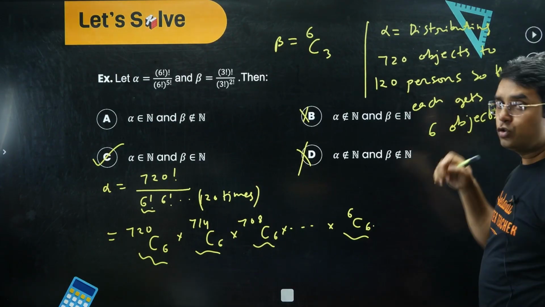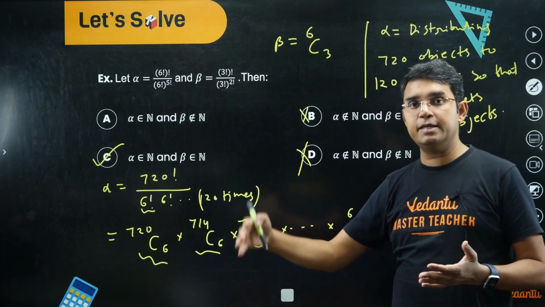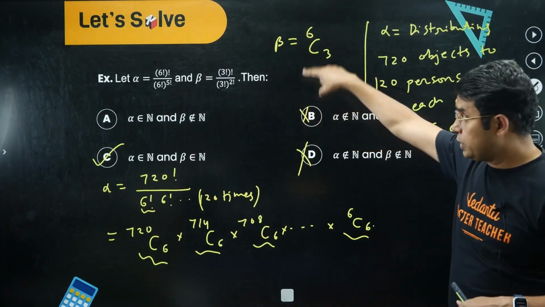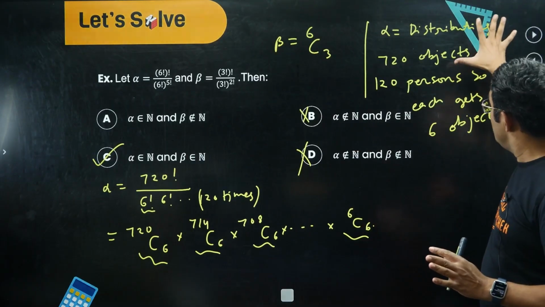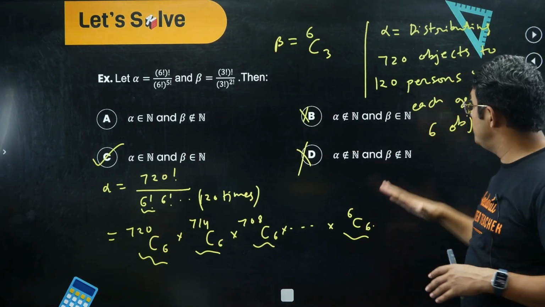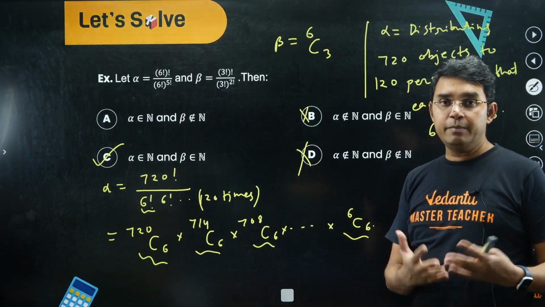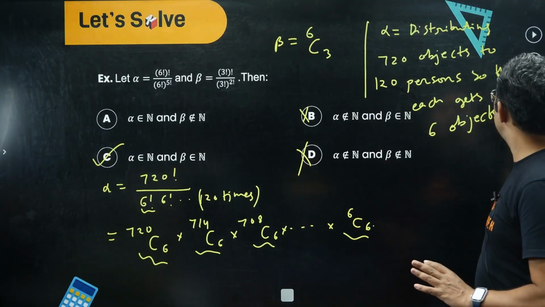That's it. So 720 objects are there and you are giving 6 objects to each one of them, then it will be 6 factorial upon 6 factorial whole power 120. So you know 720 objects are to be distributed among 120. That can be done in some integer number of ways. So answer should be C. I think beta is very simple.